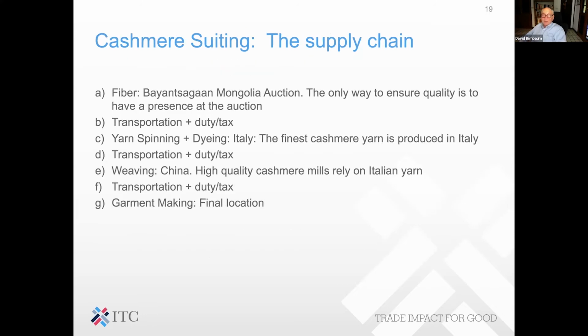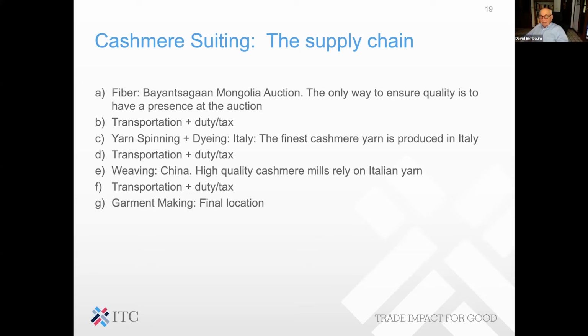If you want to do this yourself and do it well, okay, fly to Mongolia. Go to the fiber auctions. The only way to ensure the quality. Then they have to transport the fiber to yarn spinning, perhaps in Italy where they have great cashmere spinning. Transport it back again to China. You pay the duty, the tax. They have some really good mills in China producing really fine cashmere fabric. Then you have the transportation. This is what you have to go through.